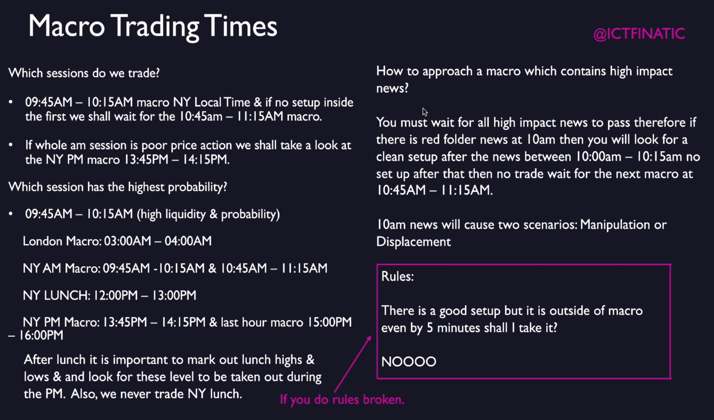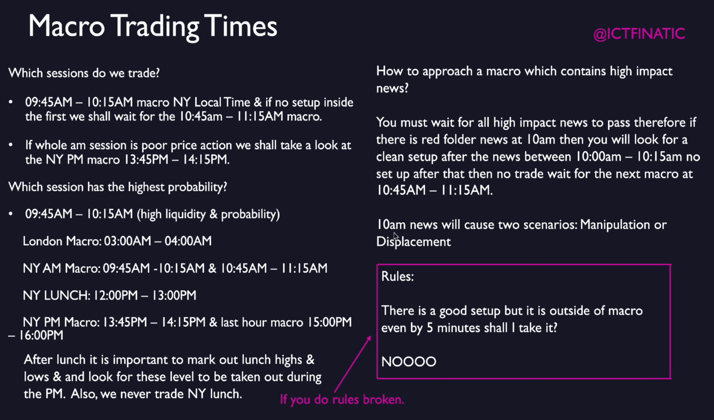How do you approach price inside of a macro which contains high impact news? This is a very straightforward, direct answer. With 10 a.m. news, there are two scenarios. It's either going to be manipulation or displacement. For example, let's say a PMI red folder news event comes out at 10 a.m. Then it's either going to manipulate and take out some sort of short-term low, short-term high, buy side or sell side liquidity. And then after that, you would have around 15 minutes left of that macro side of the first AM to actually see that sharp displacement higher or lower, depending on whether you're going long or short. And then you can actually take a trade to target the opposing liquidity.